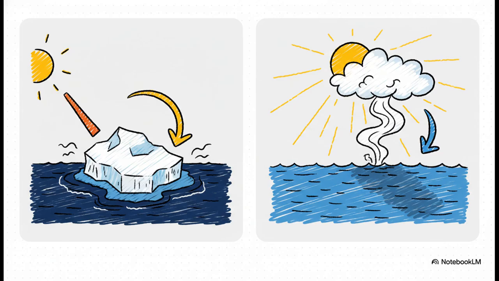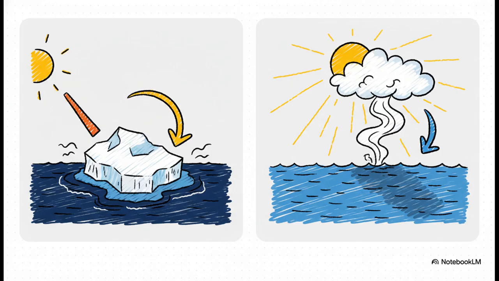And here we see the two main kinds. A positive feedback is like a snowball effect. It amplifies the original change. The example here is perfect. As bright, shiny ice melts, it uncovers darker ocean water. That dark water absorbs more sun, which warms it up even more, which causes, you guessed it, more ice to melt. It's an accelerating cycle.